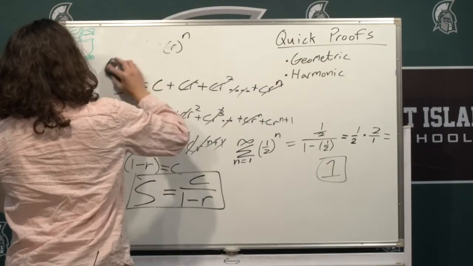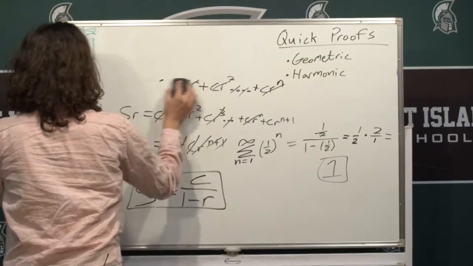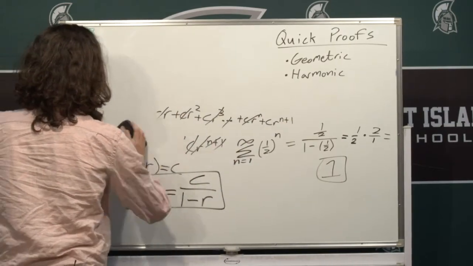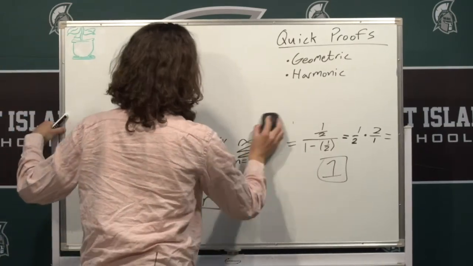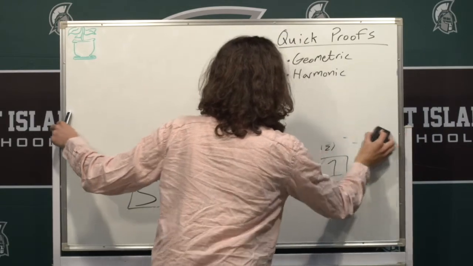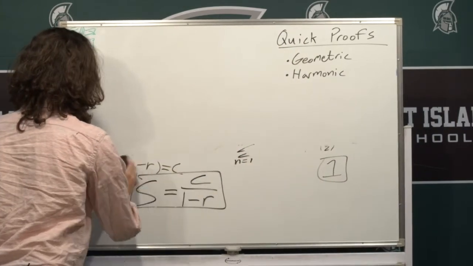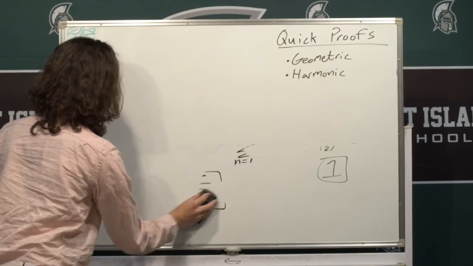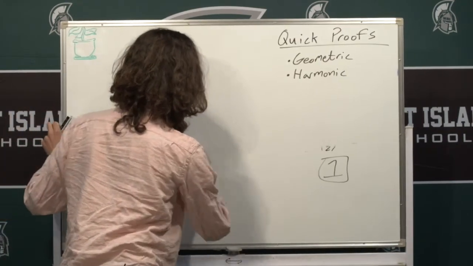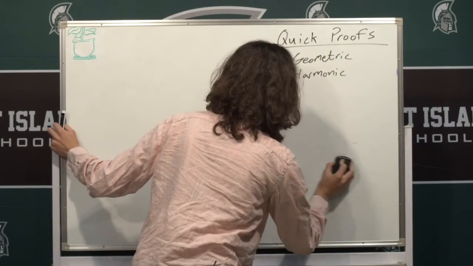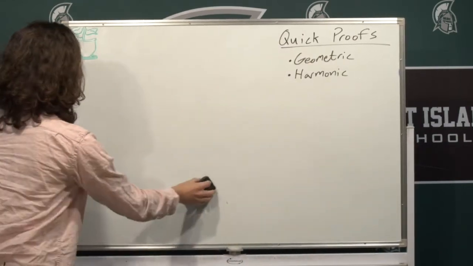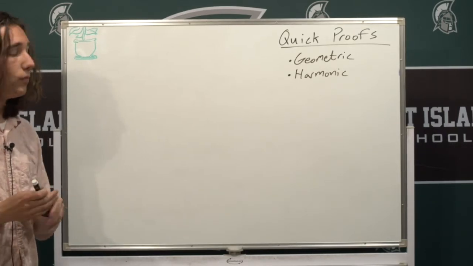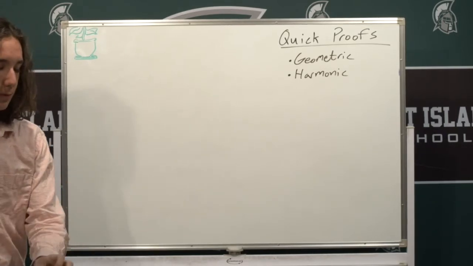Now, let's switch gears and do a slightly more complex, a little bit more cerebral proof that the harmonic series, that series that is the sum of 1 over n, actually diverges, even though it looks like it totally should converge. We're going to do this one by writing out a lot of the terms.